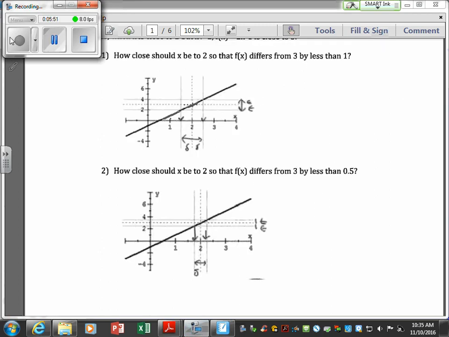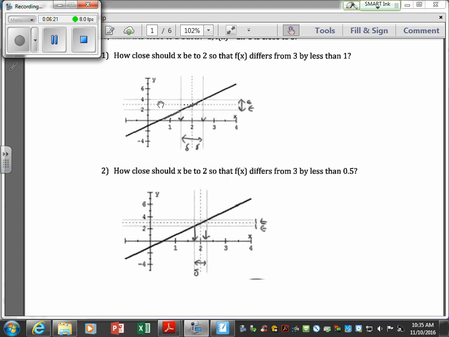Okay, so we just put that in terms of the definition. Let's just go back to our first page and consider the questions that were presented to us, which probably didn't make much sense at the time, but it says, how close should x be to 2? How close should x be to 2 so that your f of x differs from 3 by less than 1? So basically this is saying if your epsilon is 1, what does our delta have to be so that it guarantees it's within 1 of the value 3?